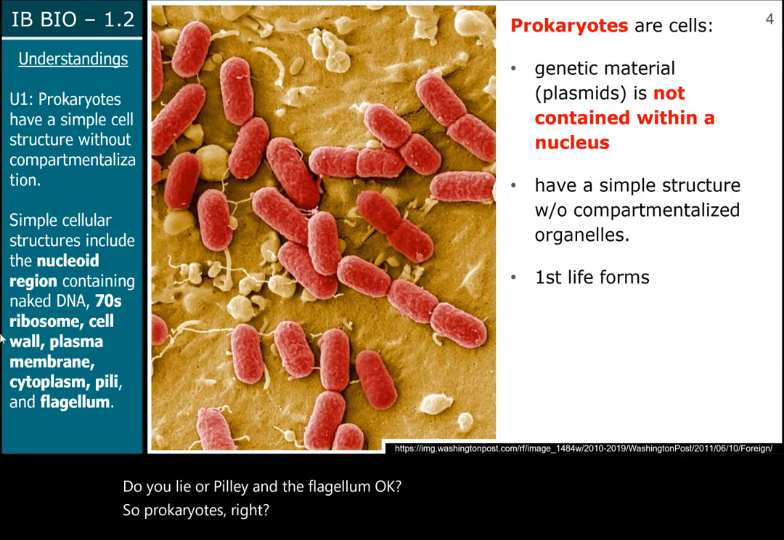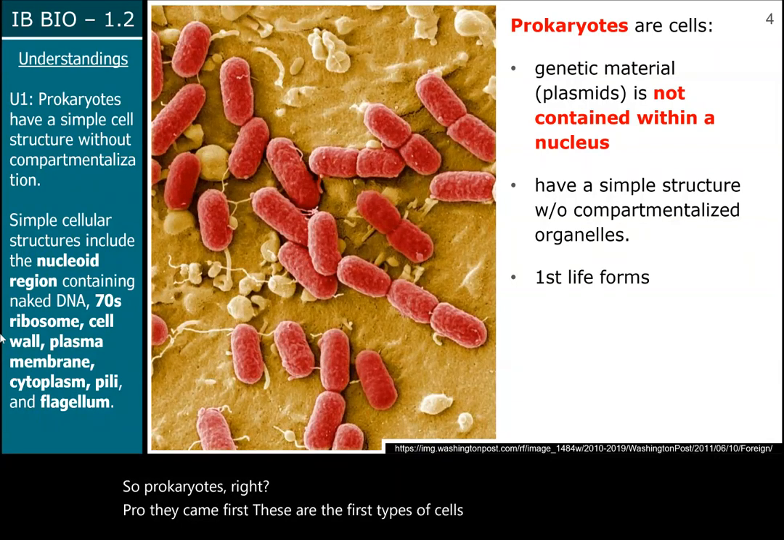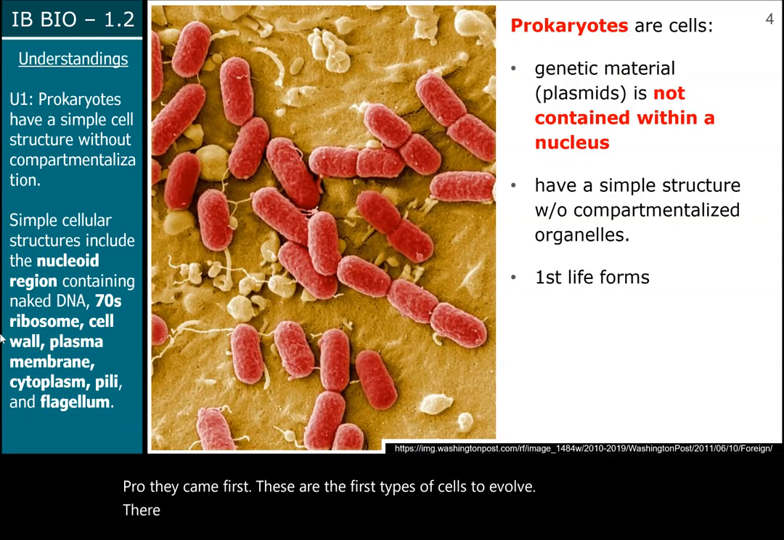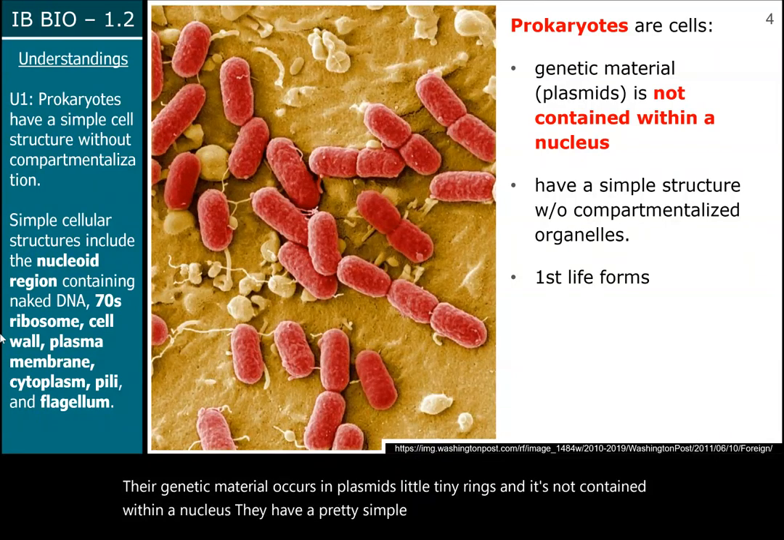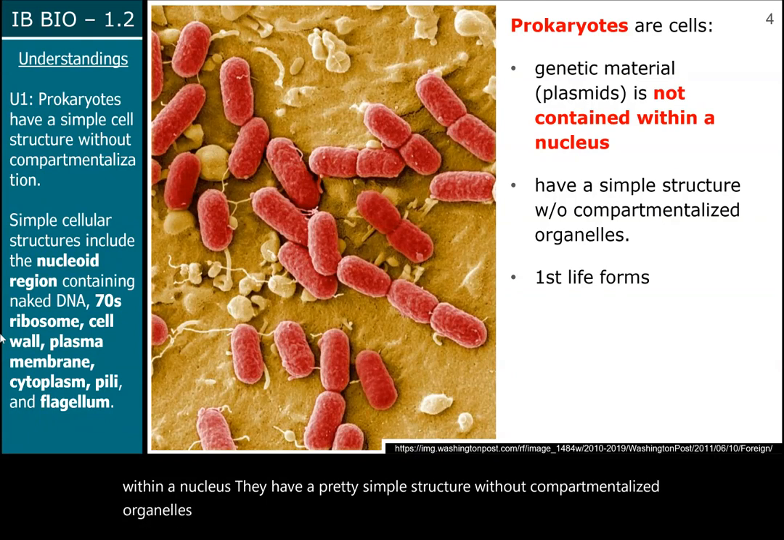Okay, so prokaryotes, right? They came first. These are the first types of cells to evolve. Their genetic material occurs in plasmids, little tiny rings, and it's not contained within a nucleus. They have a pretty simple structure without compartmentalized organelles, and they were the first evolved life forms.